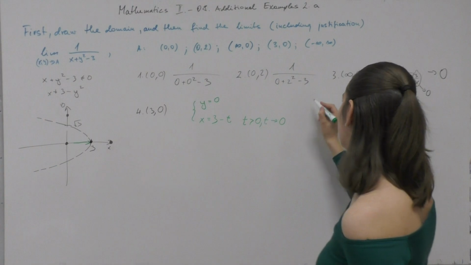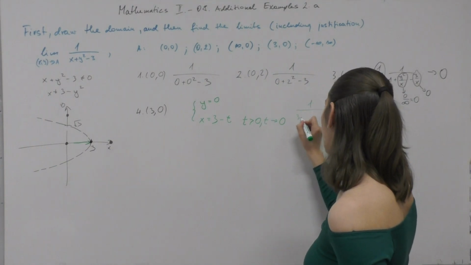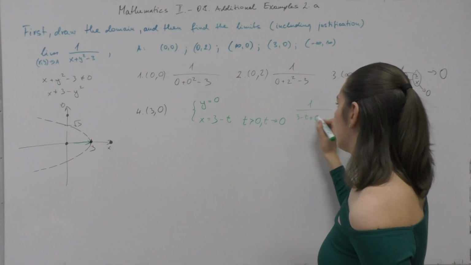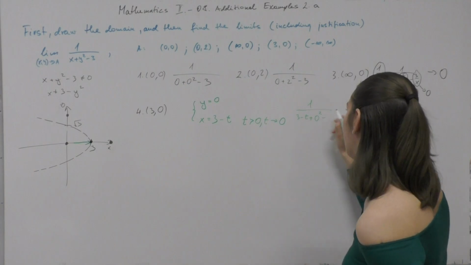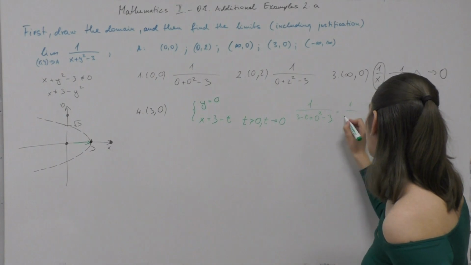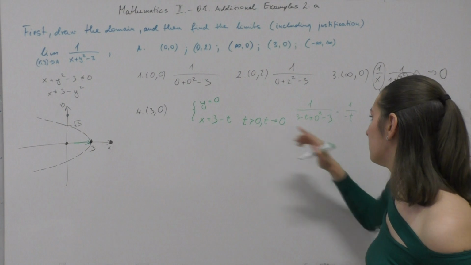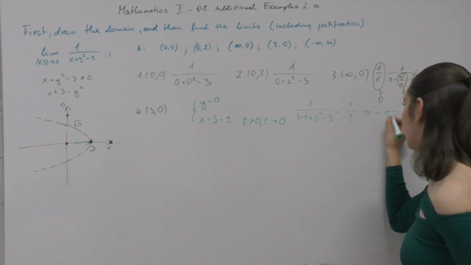So the function will be 1 over 3 minus t plus 0 squared minus 3, which is 1 over minus t. Since t is positive and t goes to 0, this one goes to minus infinity.